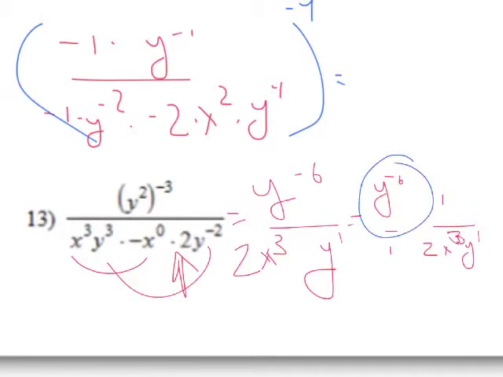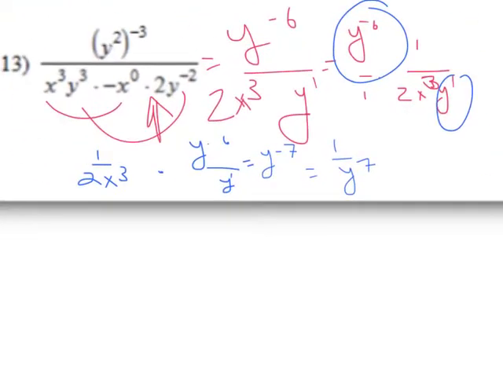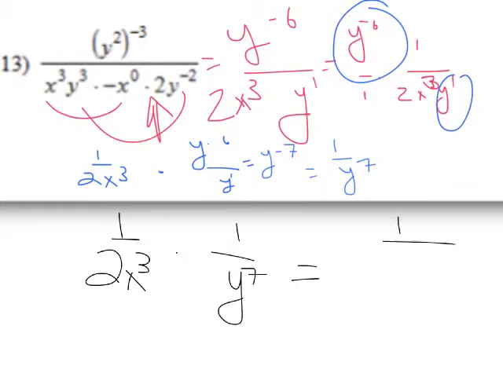And this goes with that, so my next step will be 1 over 2x to the third times y to the negative 6 over y. Negative 6 minus minus 1 is going to be negative 7, which is 1 over y to the 7th. So what that tells me is my final answer will be 1 over 2x cubed times 1 over y to the 7th, which is 1 over 2x cubed y to the 7th.